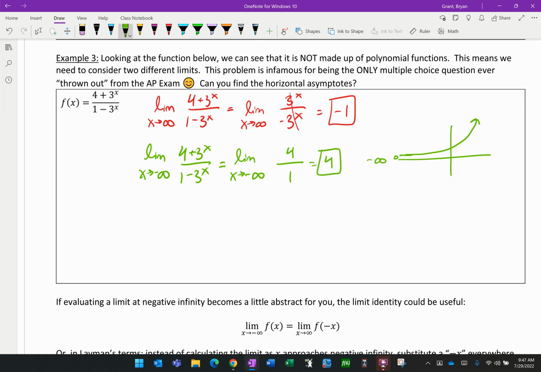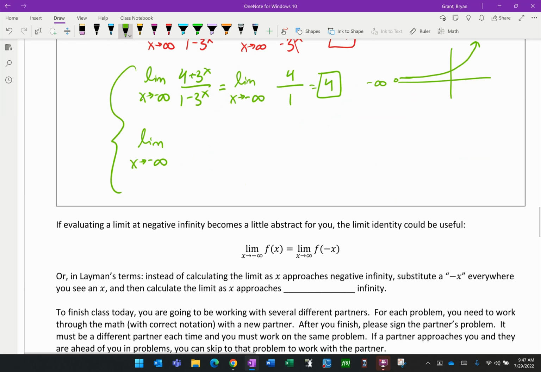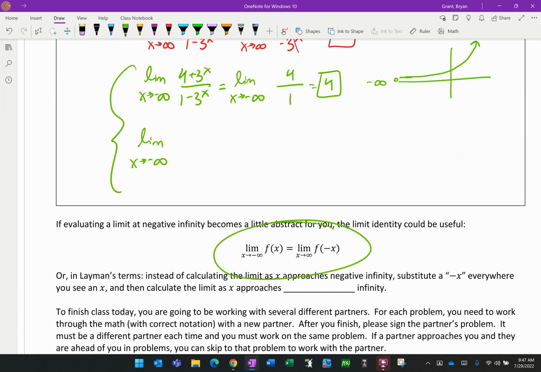Now again, if you didn't like that way, here is a second option. And I think the second option is pretty cool. The second option is going to tie directly into what I've stated down here, so we should probably discuss this first and then we'll go back. If you're evaluating a limit at negative infinity, and you're like, there's weird stuff that happens at negative infinity, I don't really like that, then the following limit identity can be pretty useful here.